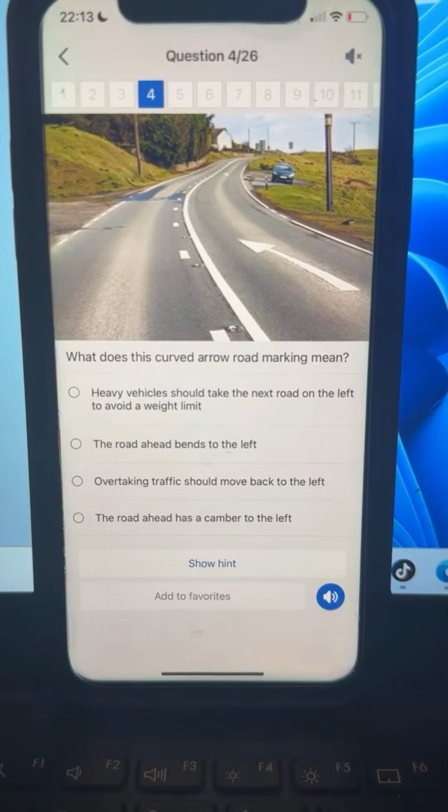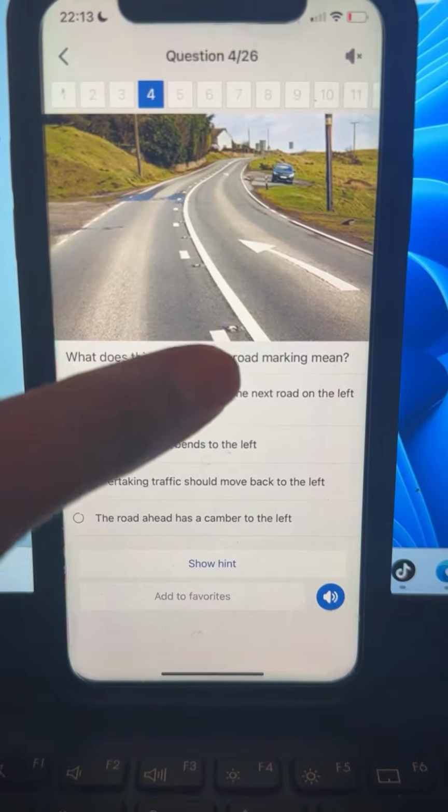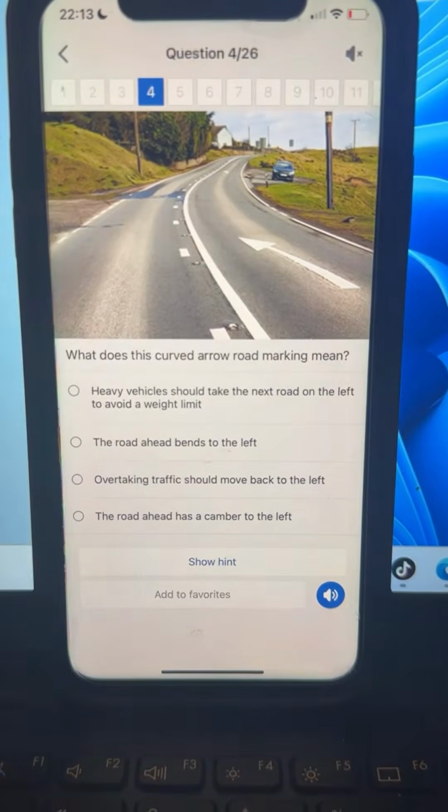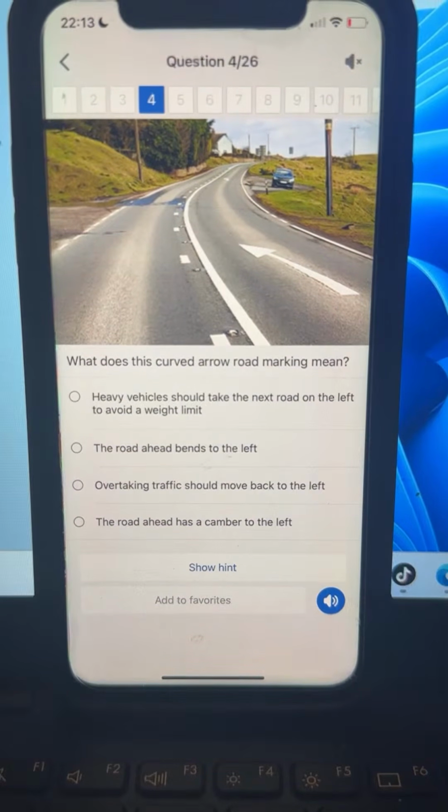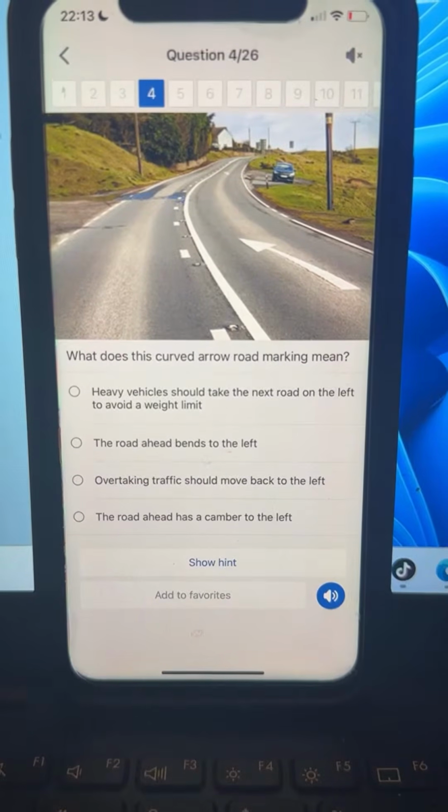You know what I'm covering right now? Road markings questions. Okay? What does the curved arrow road marking mean? What is this road marking telling you? We covered it already.